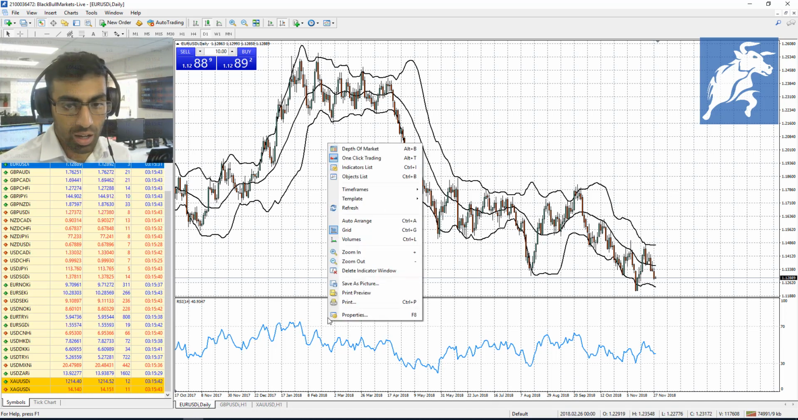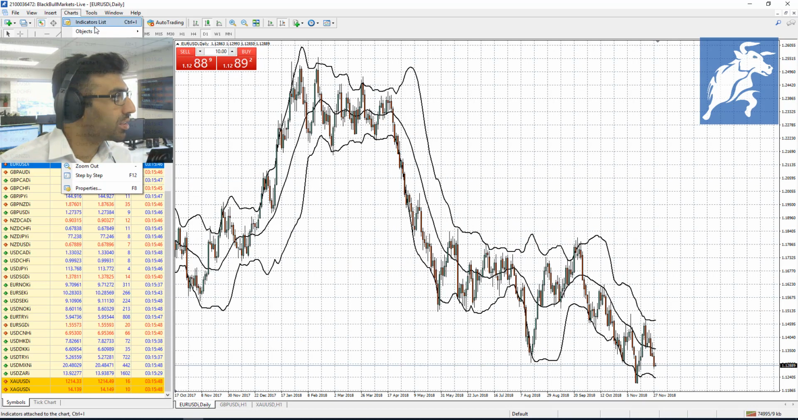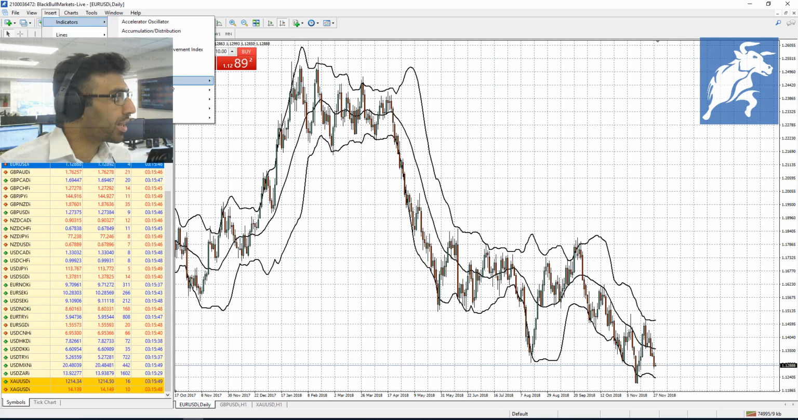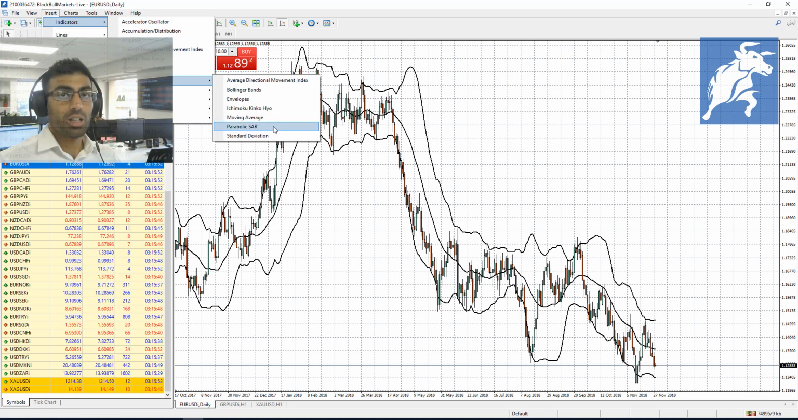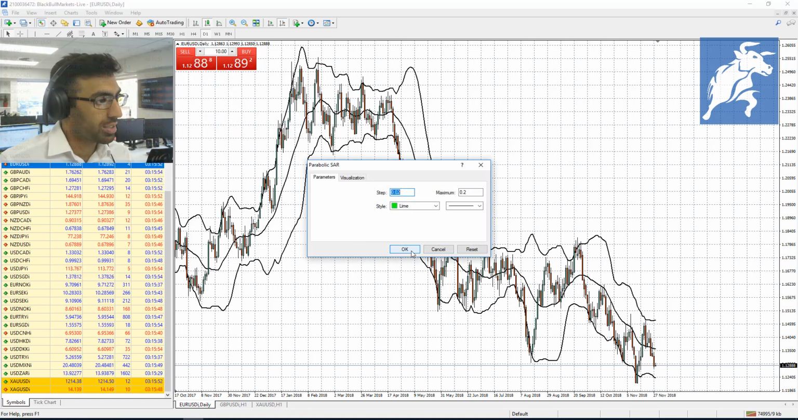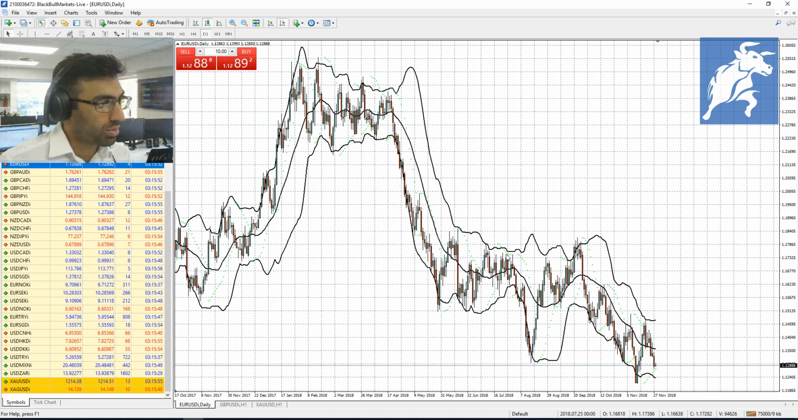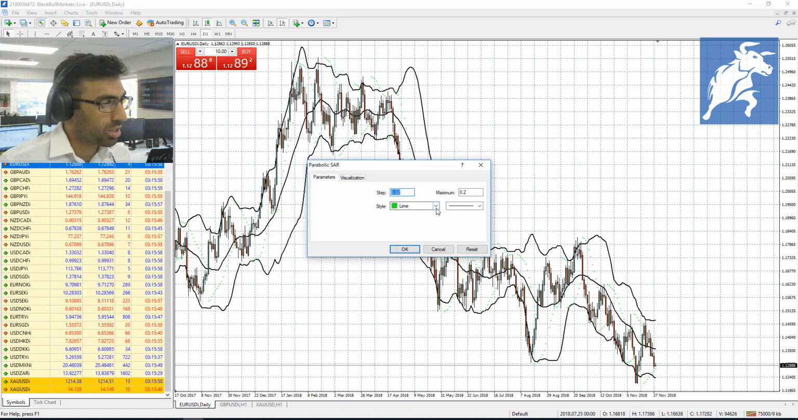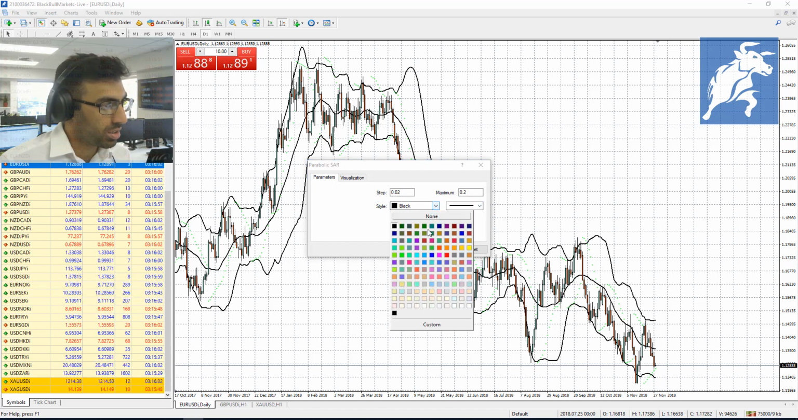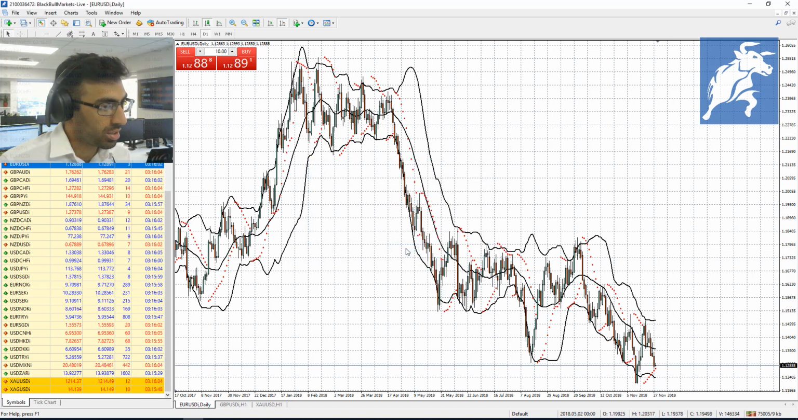Now, finally, we'll look at the Parabolic SAR. So we'll go to insert indicators again. That should be under trend this time. So Parabolic SAR. Ooh, can't really see that. Apologies. Let's just change the color here, make it a bit thicker. Let's go red. There you go.